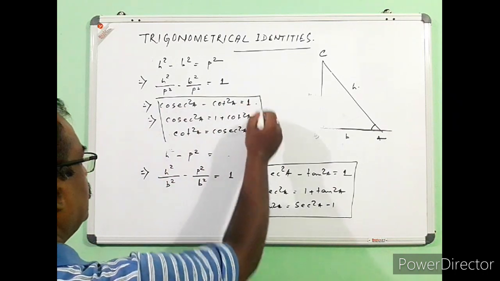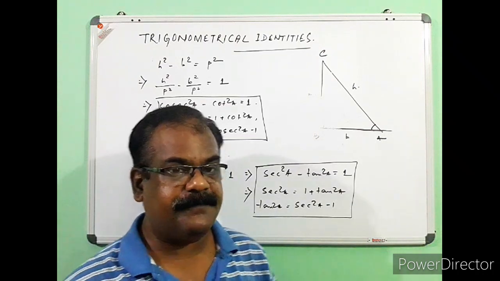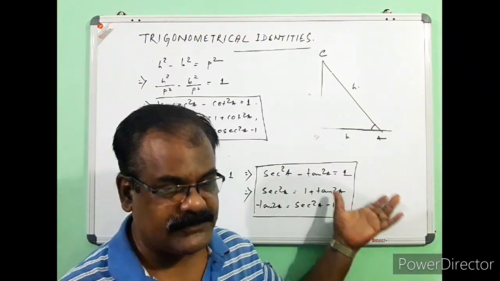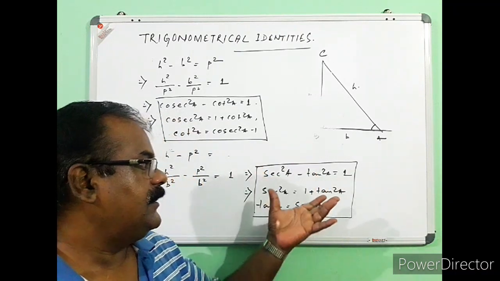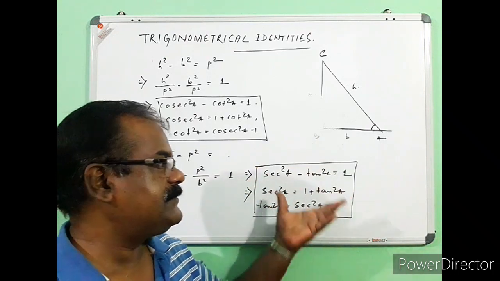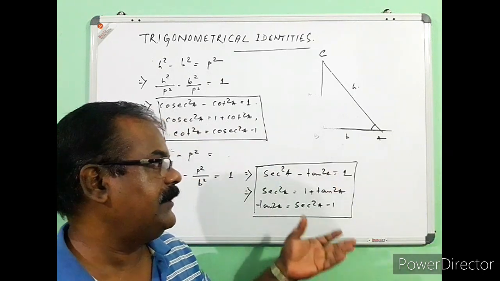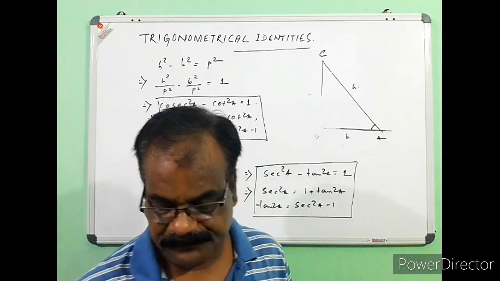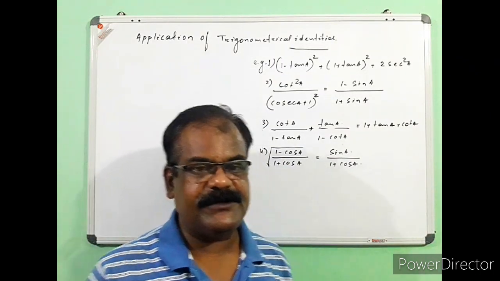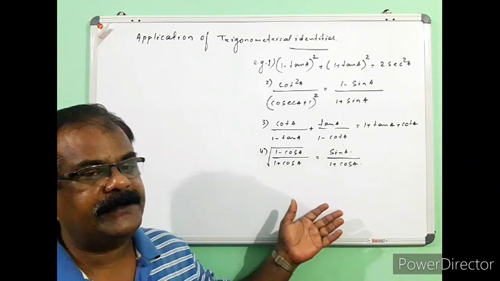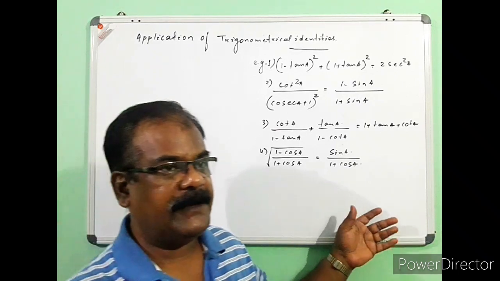In such a manner we are getting three identical relationships in the case of trigonometrical ratios, taking an angle A, and from those three we are deriving approximately six other identical formulas relating to those trigonometrical ratios for that angle A. Now on this page we will see how these trigonometrical identities can be applied.